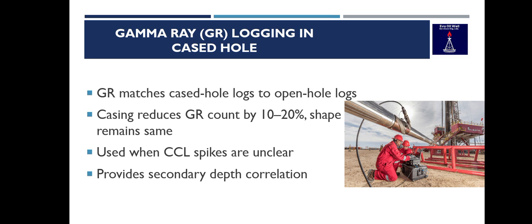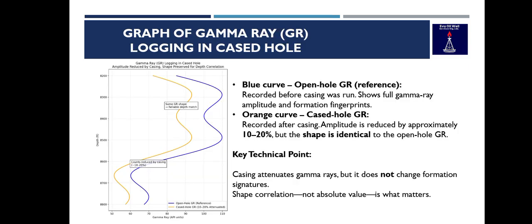Gamma ray logging in cased hole. Casing reduces gamma ray amplitude by 10 to 20%, but curve shape remains the same. Shape matching is the basis of correlation. Gamma ray correlation graph. Match peaks, troughs, and trends. Do not match absolute values.